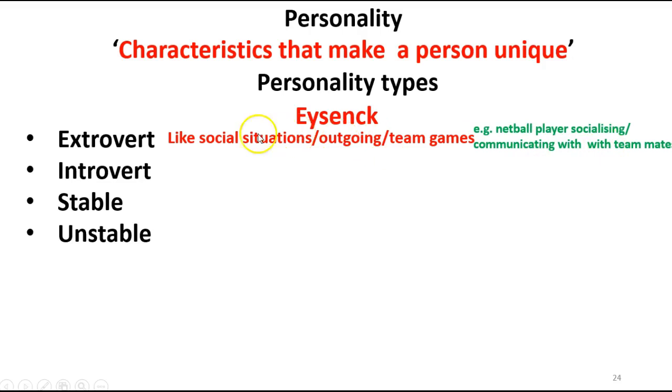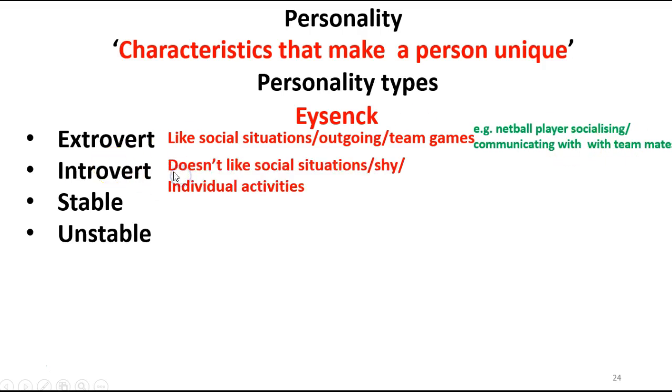Nice and simple. Use your key descriptor, apply it to a team game. Obviously, that could be any invasion game, and take it from there. Introvert then, so nice and easy: use the opposite. Doesn't like social situations, shy, more likely to go towards individual activities. However, if we're keeping our team activity here, if it was a netball player, because obviously introverts do play team games, they might avoid communication with the team, they might avoid socialising with teammates. So just make sure you're using that nice easy example to flip both ways.